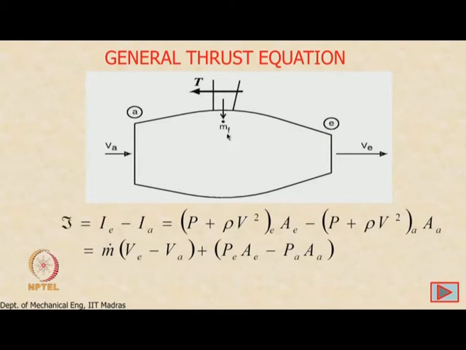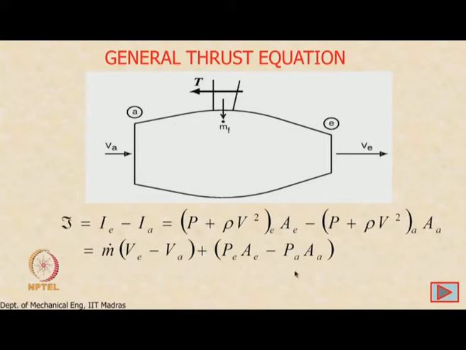Usually, the air mass flow rate that goes through the engine is of the order of about 500, 600 or even more, 700 or 1000 kilograms per second, whereas the fuel flow rate is of the order of probably a few grams per second. So, we can easily ignore this and use this expression.